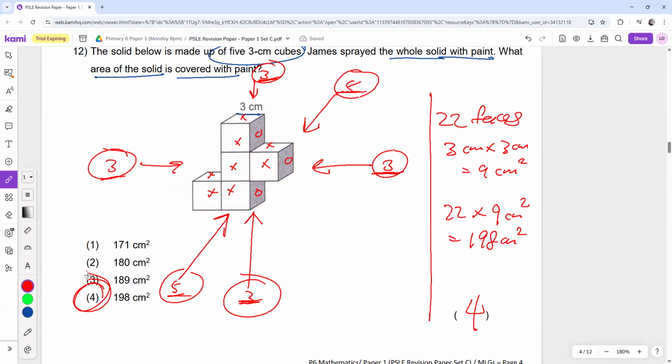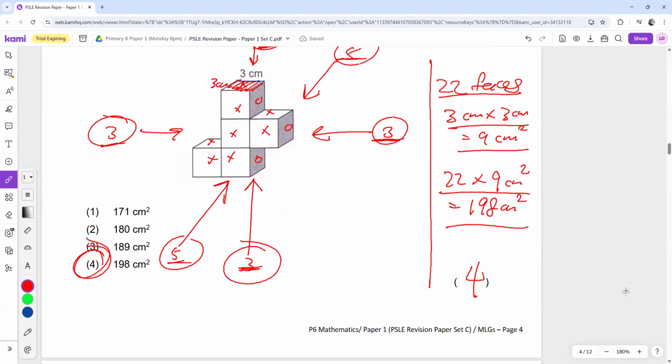But that's how you get the total painted area. For those who got the answer wrong, you need to understand how to get your painted area. Number one, count how many faces. Number two, find the area of one square face. Number three, multiply to find the area of all the faces. Okay, that's how you get the total painted area.